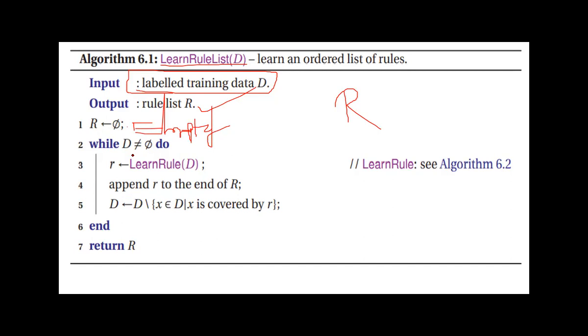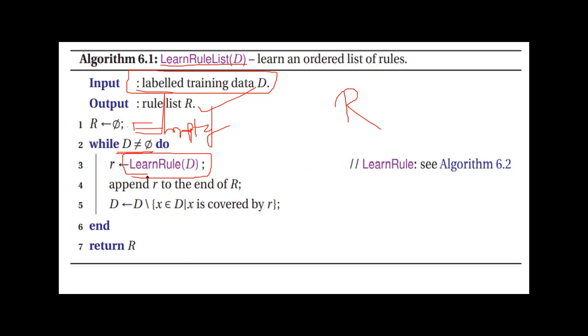And we repeat until D is not equal to empty. While means while false, exit. So when D becomes empty, it comes out. Remember, my dear friends, in our rule learning, whenever we add R, to learn rule is another function. Shortly we will be learning that also.